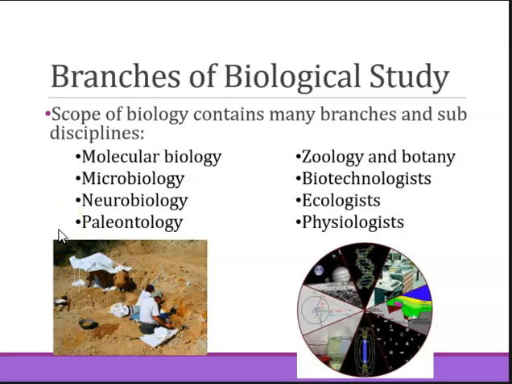Another branch of biology, we have zoology and botany. Zoology and botany are the study of animals and plants respectively. Biologists can also specialize as biotechnologists, ecologists, and physiologists. Ecologists study the interactions of organisms in their environments. Biotechnologists apply the knowledge of biology to create useful products. Physiologists study the workings of cells, tissues, and organs, how things work.